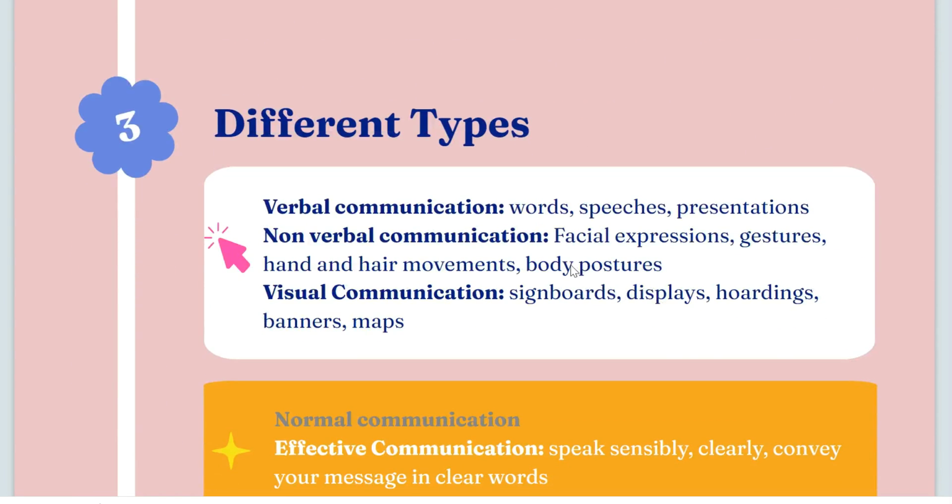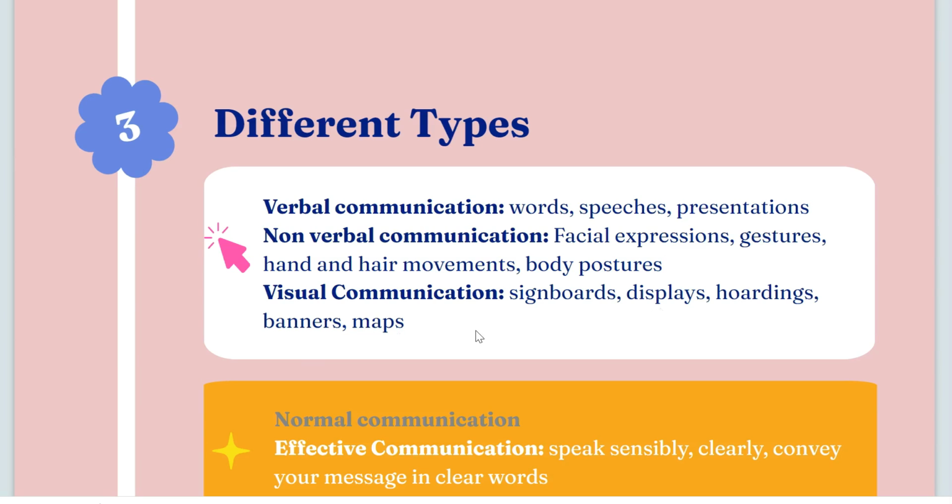And the next part is the different types of communication. It includes verbal communication, such as words, speeches, presentations, and non-verbal communication, such as facial expressions, gestures, hand and hair movements, and body postures. And the last one is visual communication, such as signboards, displays, hoardings, banners, and maps.